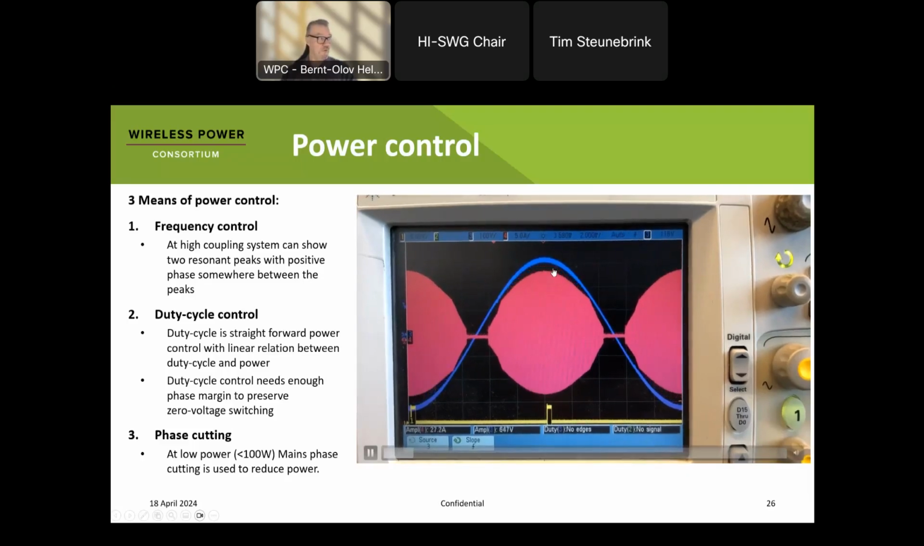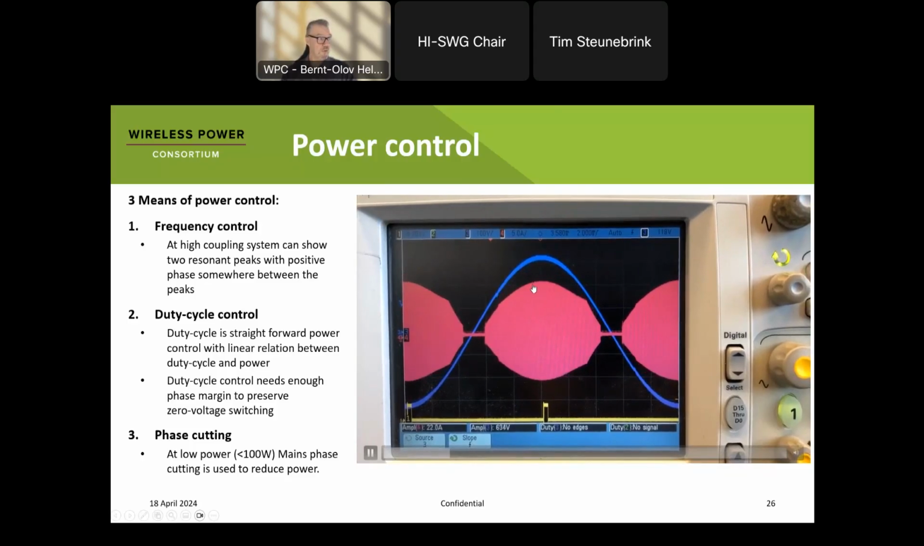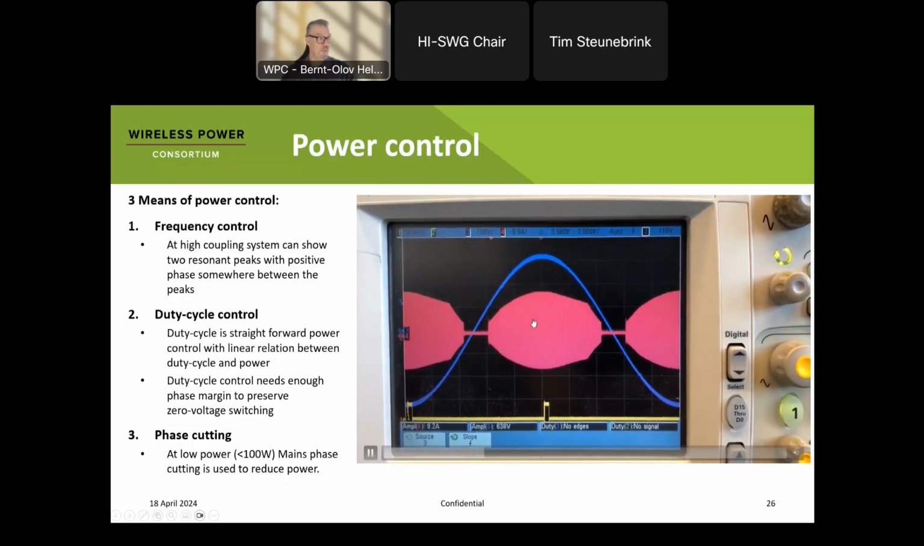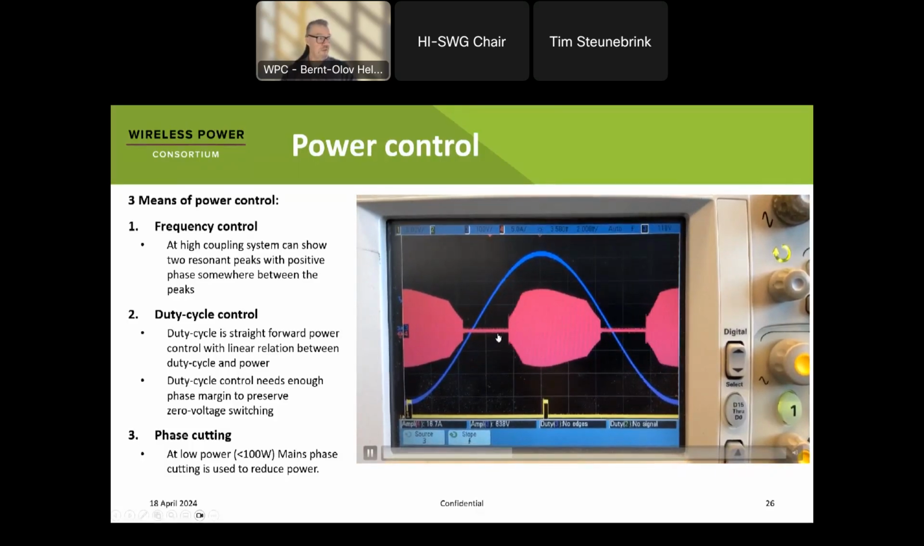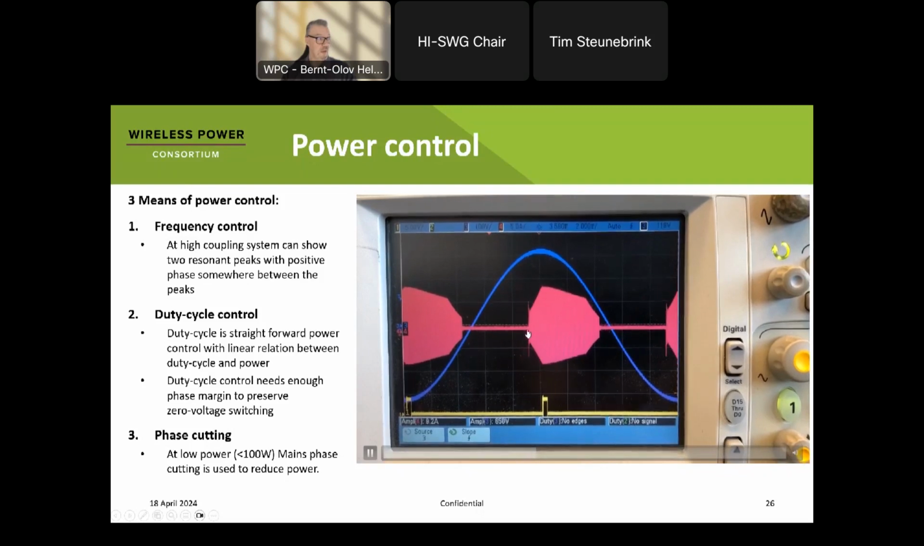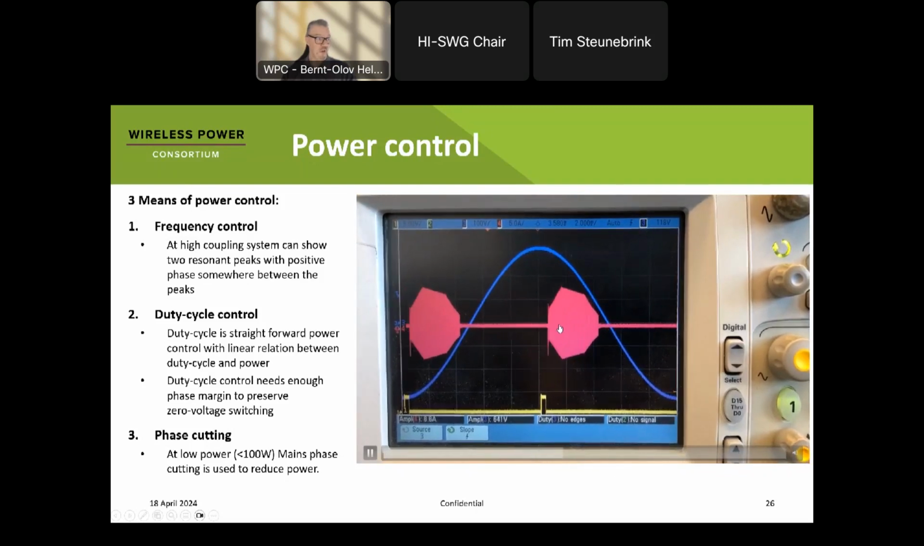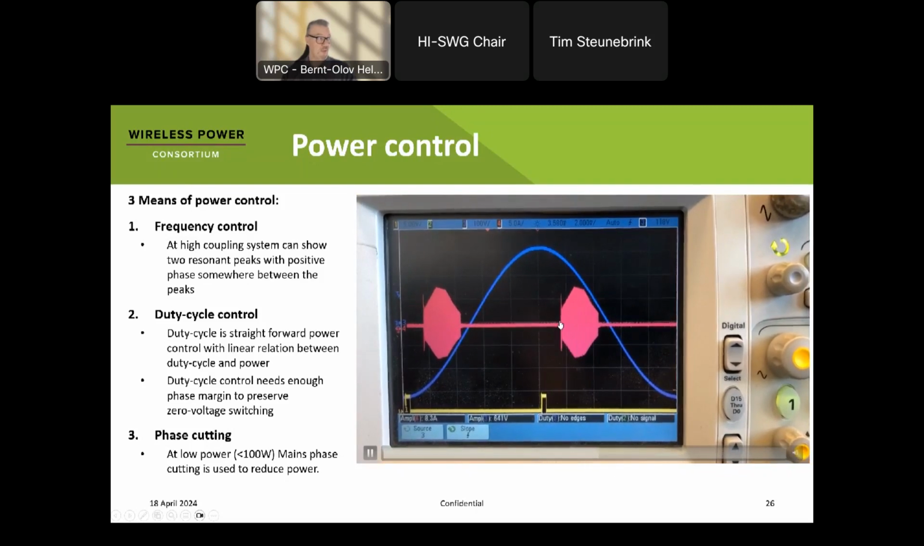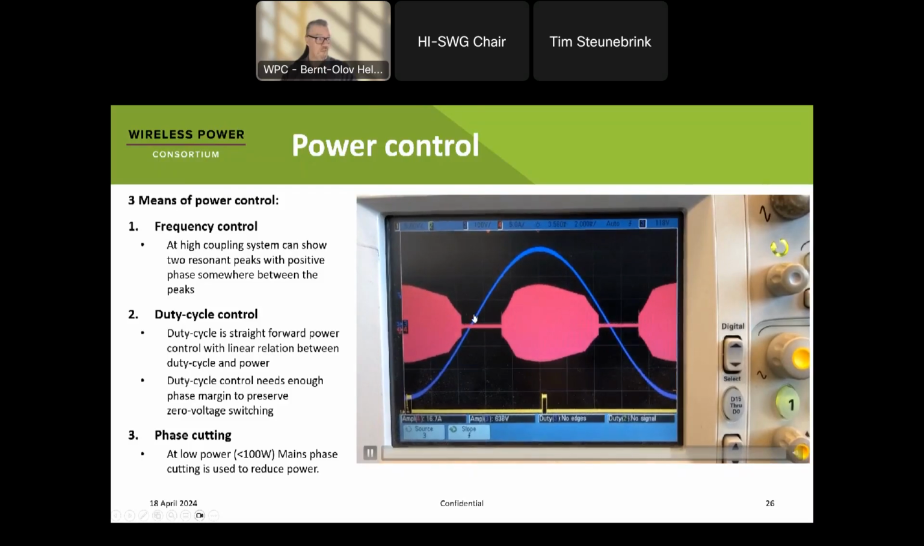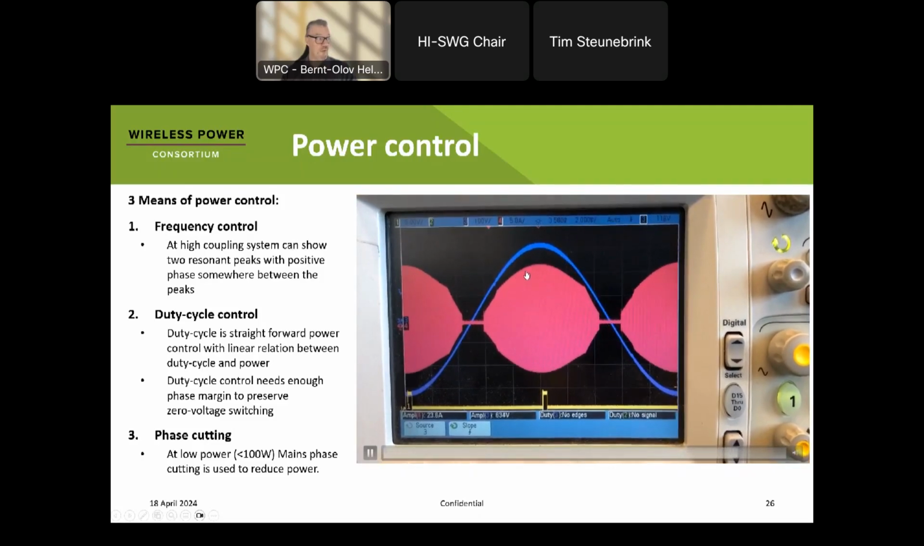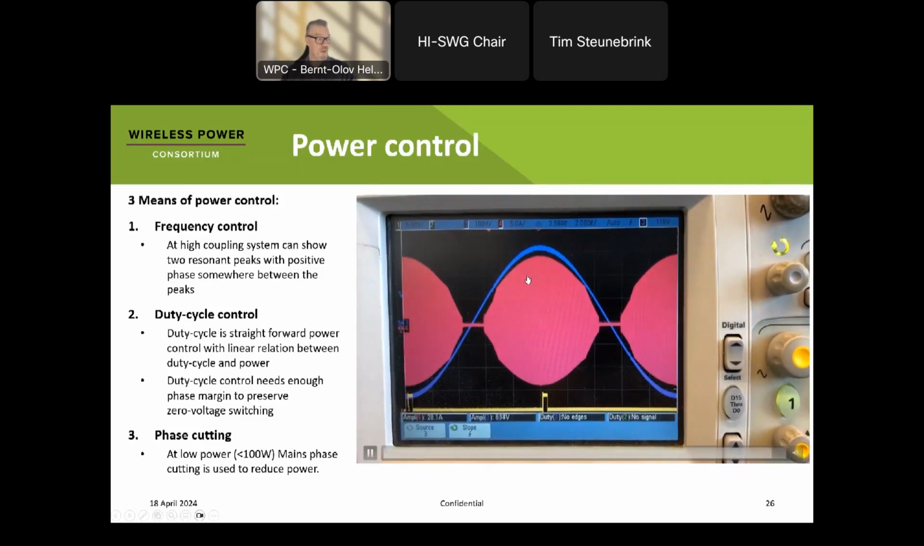So first, frequency and duty cycle control, lowering the power level dynamically, then we change to phase cutting to reach the lowest level. Then it goes back to duty cycle of the 50 hertz, and then moving up the frequency and duty cycle to reach full power level again.